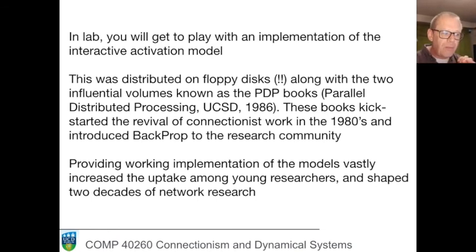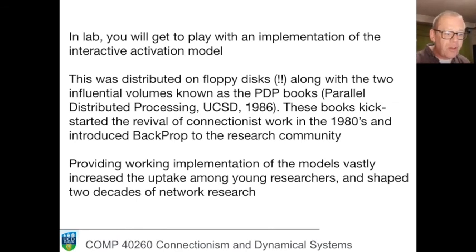One of the genius marketing moves made by the group who produced these books was to produce a third book and a floppy disk with worked exercises so that upcoming graduate students, like myself in the early 90s, could get these floppy disks and could play with these models immediately. If you really want to get people to take your work seriously, don't speak to the professors. Speak to the young graduate students and give them something to play with. Turns out that's a very effective way of propagating your ideas.